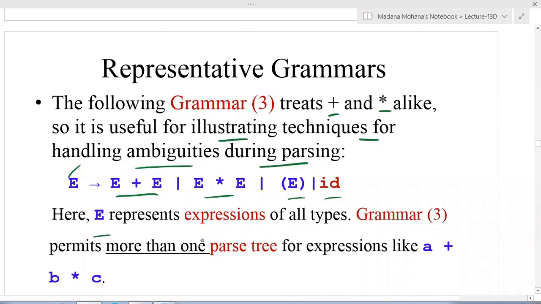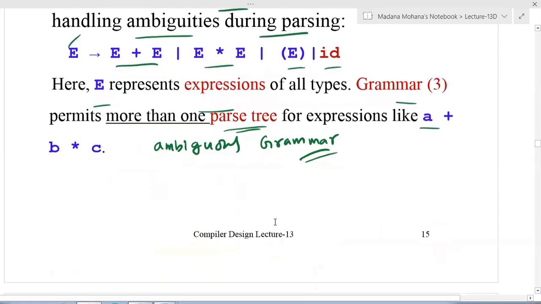Here E represents expressions of all types. This grammar 3 permits more than one parse tree for an expression like a plus b into c. That is called an ambiguous grammar. In automata theory, we discussed the concept of ambiguity and how to eliminate ambiguity. Again, we will recall those concepts here.